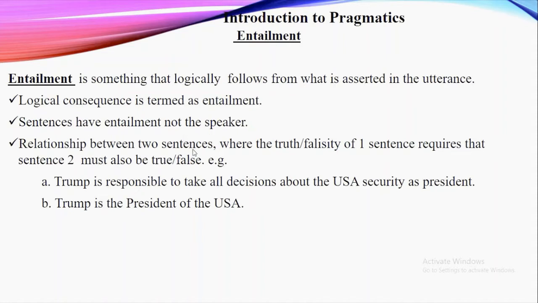It is a relationship between two sentences where the truth or falsity of one sentence requires that sentence number two must also be true or false. For example, Trump is responsible for taking all decisions about USA security as a president. Here, Trump is the president of the USA is the entailment that can be inferred from sentence number one.